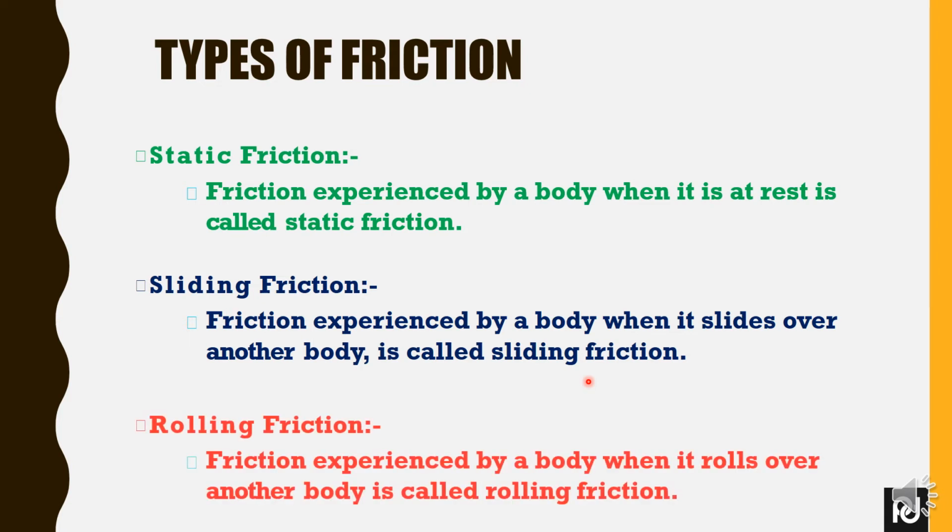And the third type is the rolling friction, as we have discussed. Friction experienced by a body when it rolls over another body is called rolling friction. The only change in the kinetic type of friction is that it slides in the sliding friction, and over here it rolls over another body. So that's the only difference, but both of them, sliding as well as rolling, will be in motion, whereas static will be stagnant or at rest.